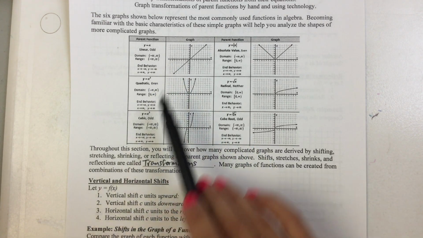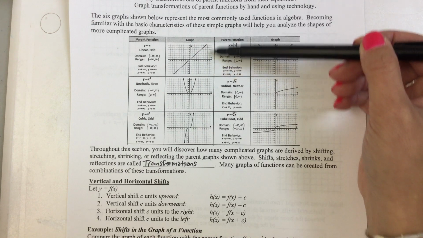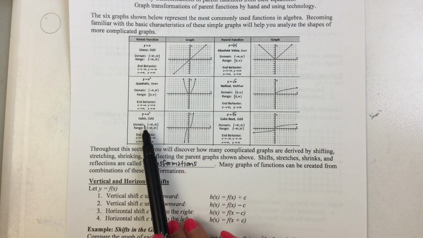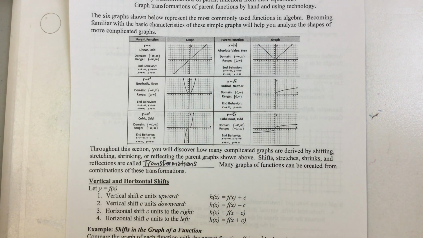Again, I also included domain and range. Going left to right, this would include all x values. Going down to up, it would include all y values. So you can see linear, quadratic, cubic, absolute value, radical, and cube root functions. So this is just as a reference for you.